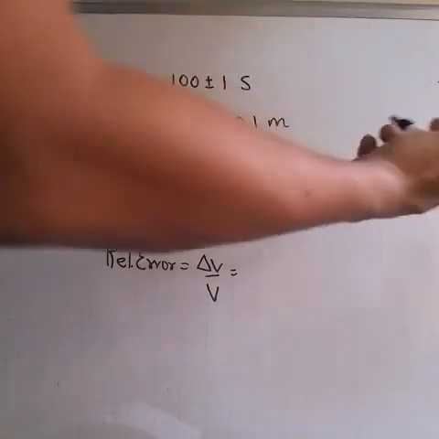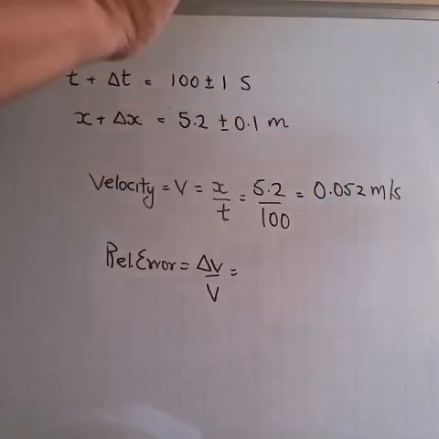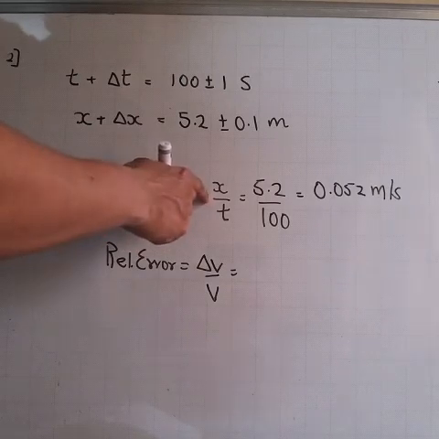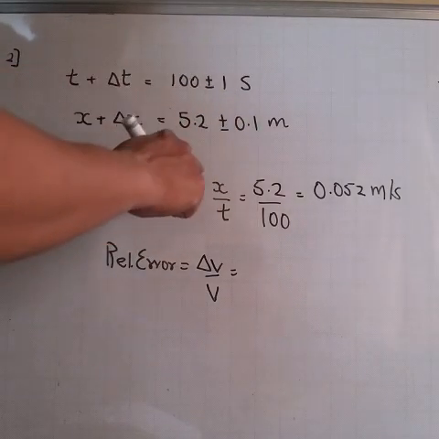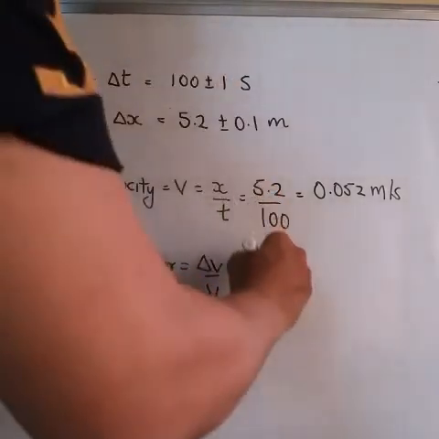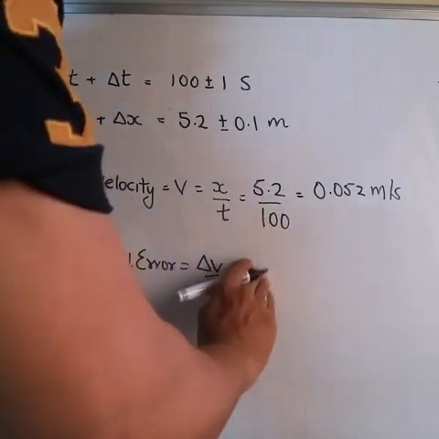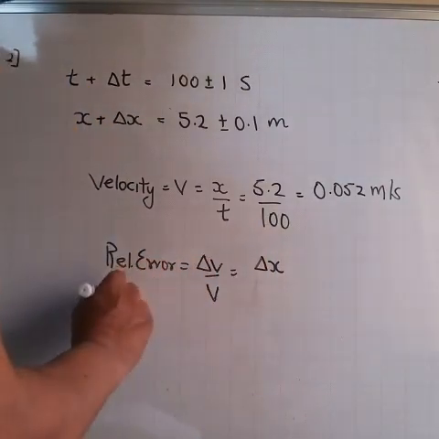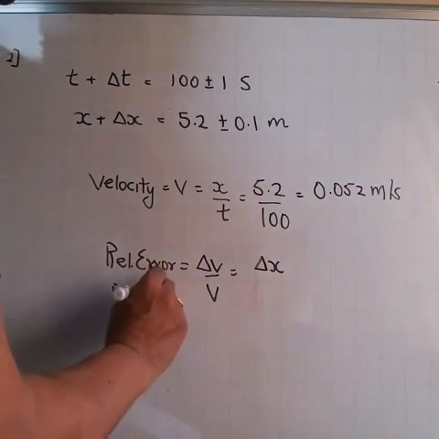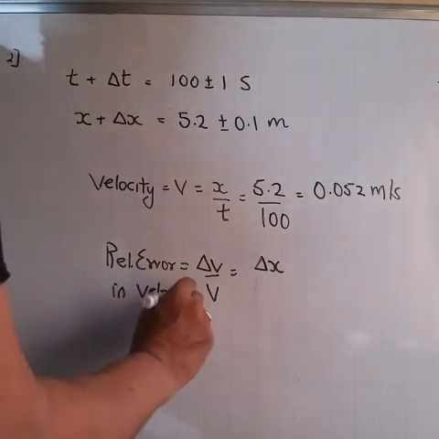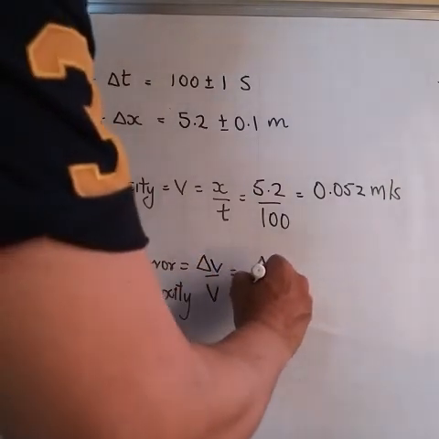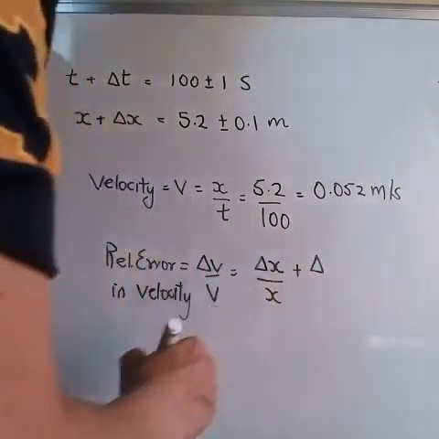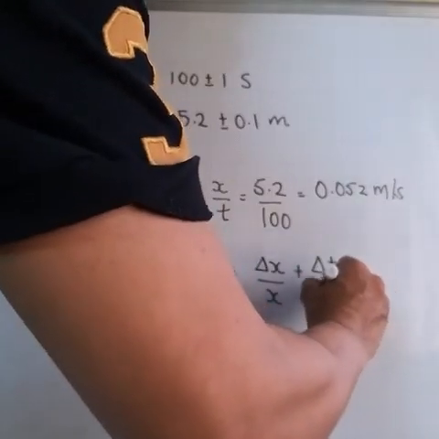Here in the earlier case, in numerical 1, there was addition, subtraction, so we simply add. But when the term involves division or multiplication, we use the formula. Delta x, the relative error in velocity. Okay, the relative error in velocity is given by delta v upon v, that is delta x upon x, plus delta t upon t.